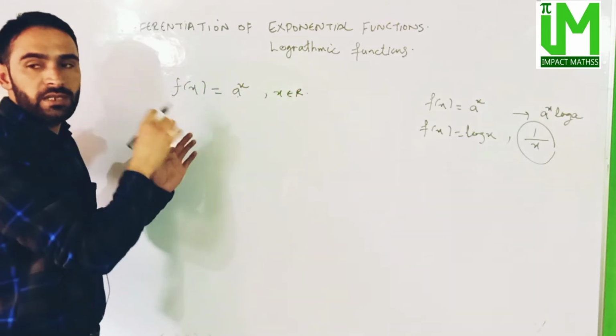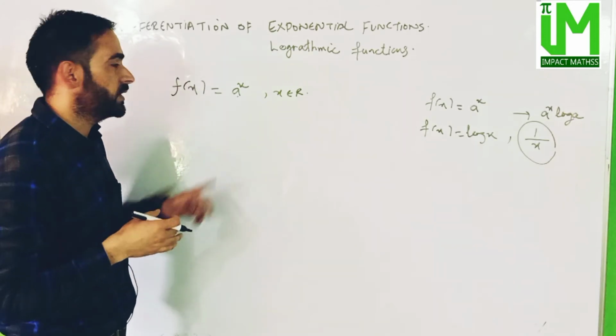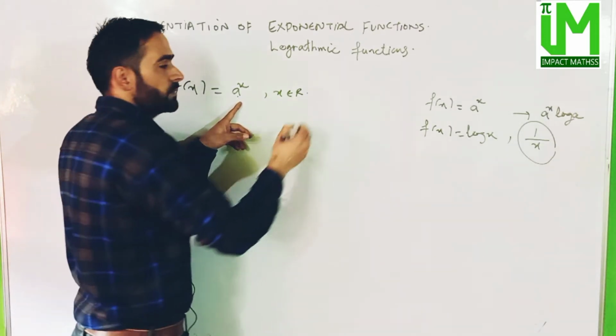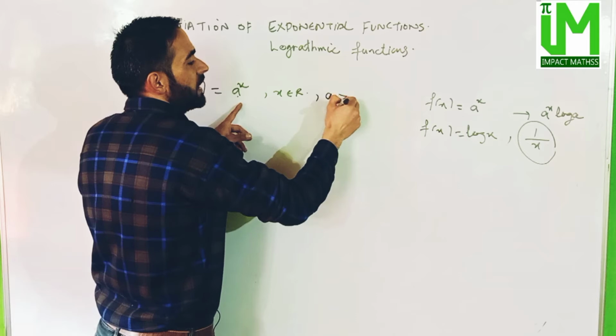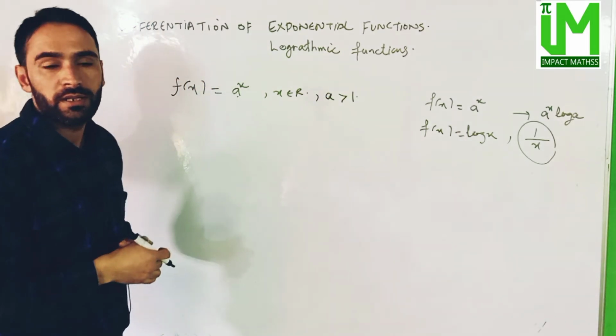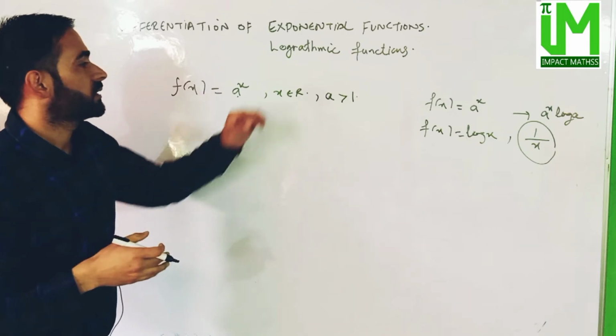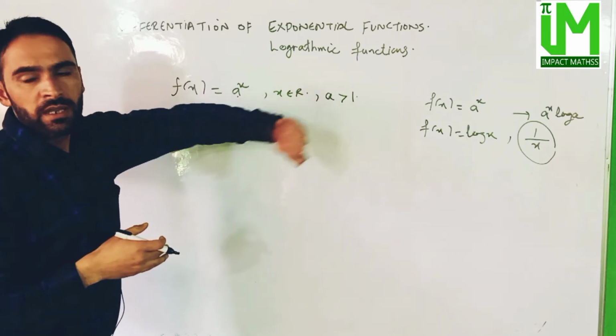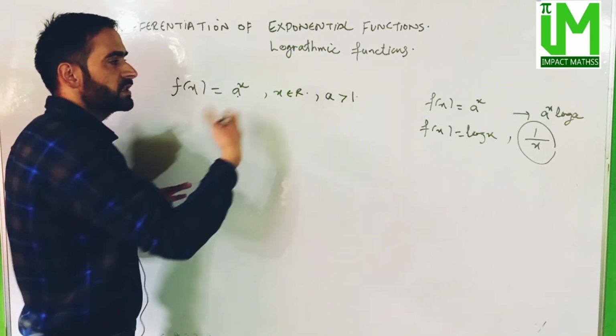But the base has some particular conditions. The base a has to be greater than 1. Now why is the need for the base to be greater than 1? As an example, let a take the value 1.